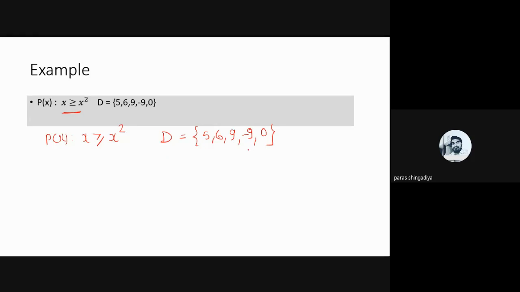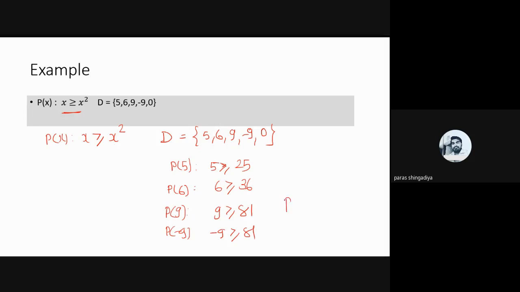And if you consider all values of the domain, let us check P of x. So P of 5 will become 5 greater than or equal to 25. That is wrong. P of 6 will become 6 greater than or equal to 6 square, which is 36, so that is also wrong. P of 9 becomes 9 greater than or equal to 81, also wrong. P of minus 9 becomes minus 9 greater than or equal to 81, since minus 9 square is positive 81, so it is also wrong.